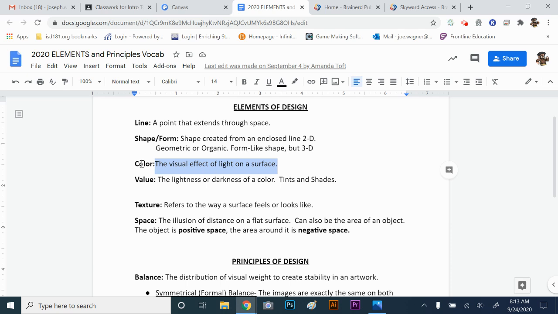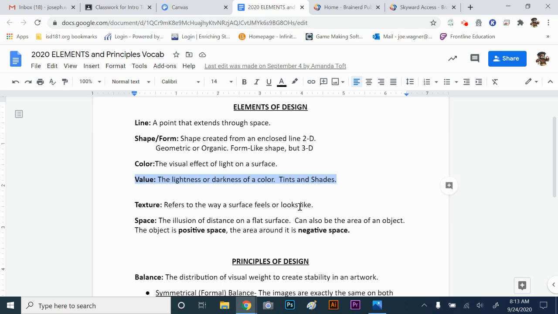So color, the really unique thing is that it comes from how light reflects off of a surface, and light is how our eyes see. Okay. Value. So value is one that sometimes people get a little tripped up with. Value in this sense isn't like how much money you think your artwork is worth.